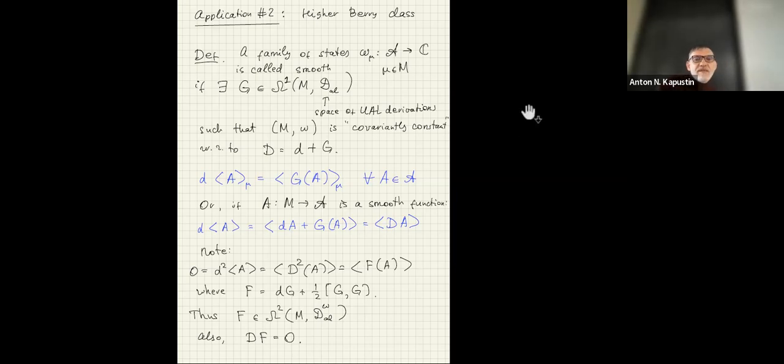Anyway, there's another application of this. So here's finally how to get the higher Berry classes from a lattice system.